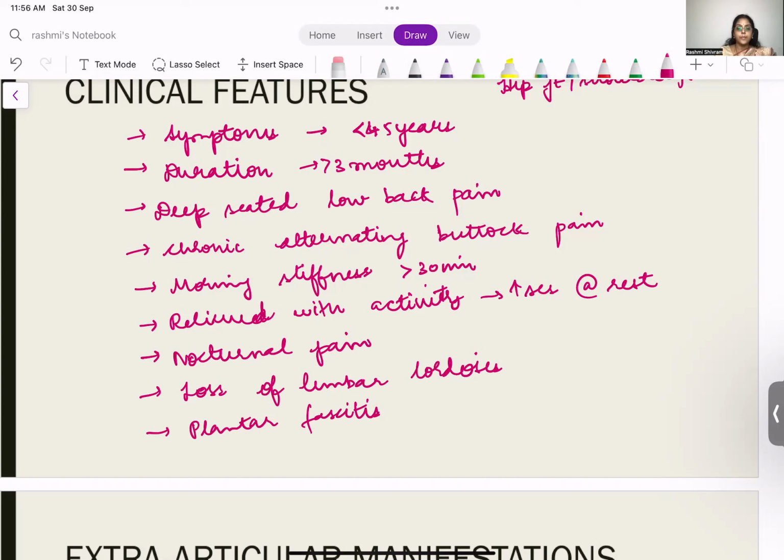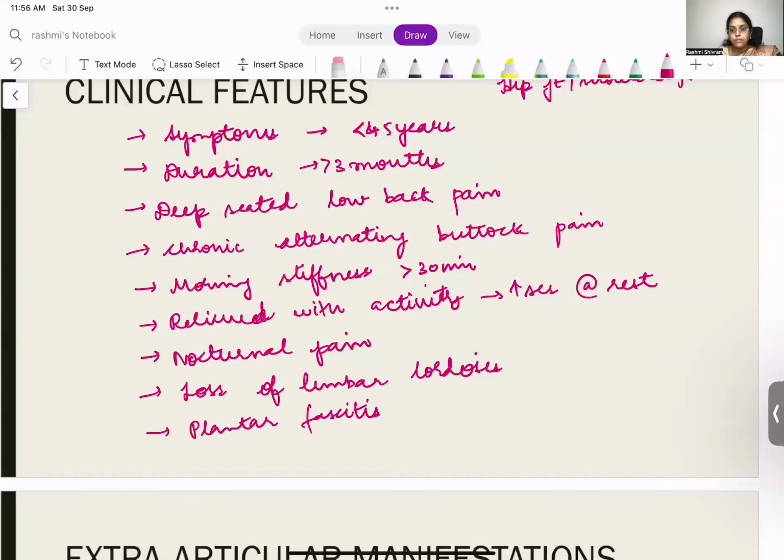So what are the articular manifestations? Most commonly, the sacroiliac joint will be involved. The hip joint and shoulder joint can also be involved. The symptoms will be seen in the early 20s, but in patients less than 45 years, you can still identify these patients. The duration should be chronic, at least more than 3 months. The pain should be a deep-seated low back pain or a chronic alternating buttock pain with a morning stiffness of more than 30 minutes.